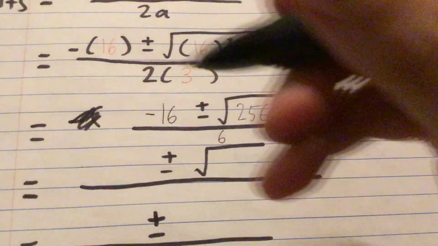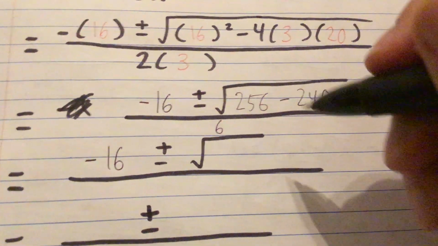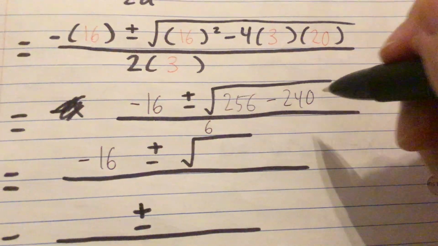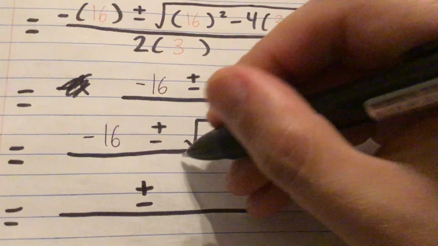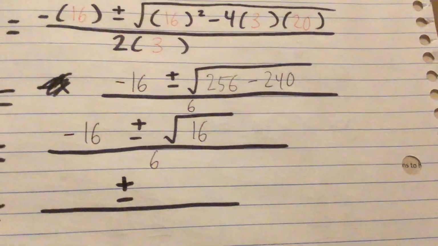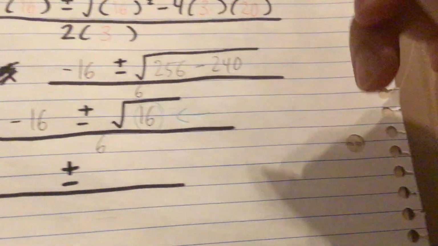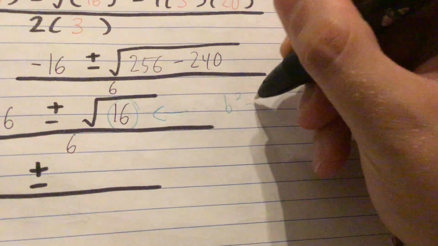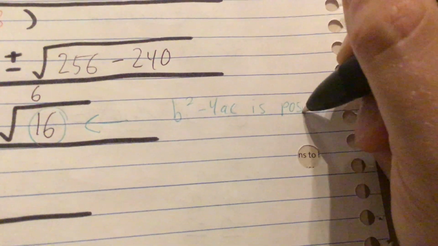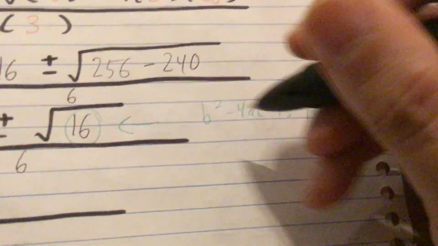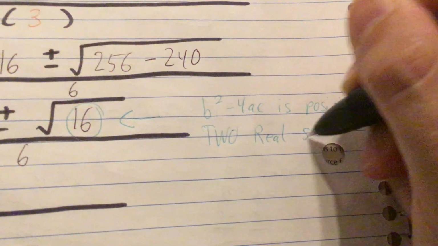All right, so now let's plug it in some more. Negative 16 plus or minus the square root of 256 minus 240, that would be 16 over 6. And what I'm going to pay attention to in particular is the discriminant. So the discriminant, b squared minus 4ac, is positive.